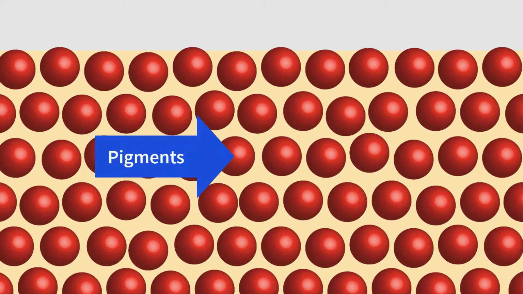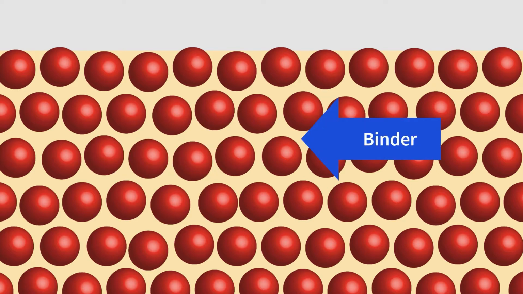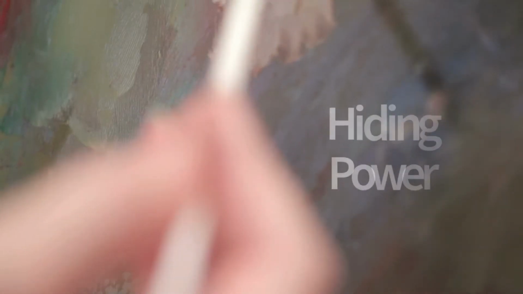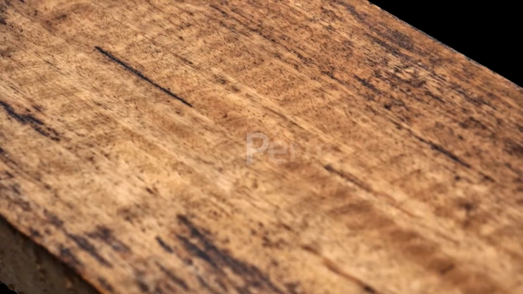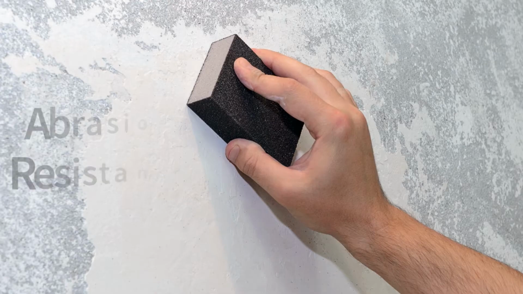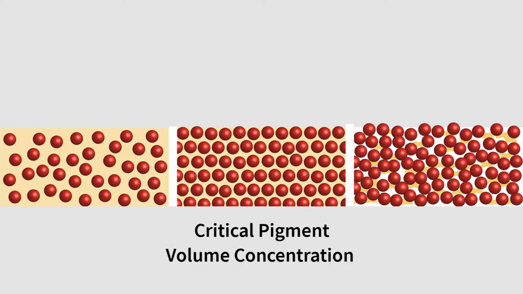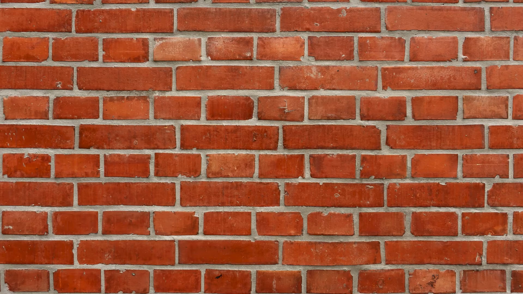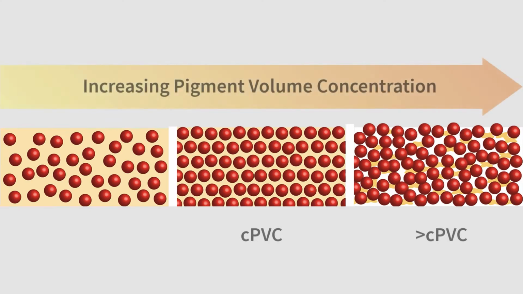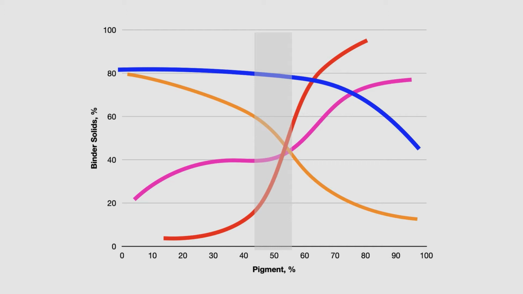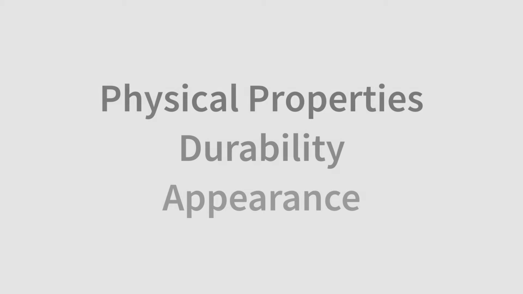A similar relationship exists between the pigments and binder in paint. Properties affected by the concentration of pigment in paint are hiding power, gloss, permeability, tensile strength, and abrasion resistance. The critical pigment volume concentration is the amount of binder to completely coat pigment particles, but not space particles apart. This is similar to the brick wall made with the prescribed amount of mortar between each brick.